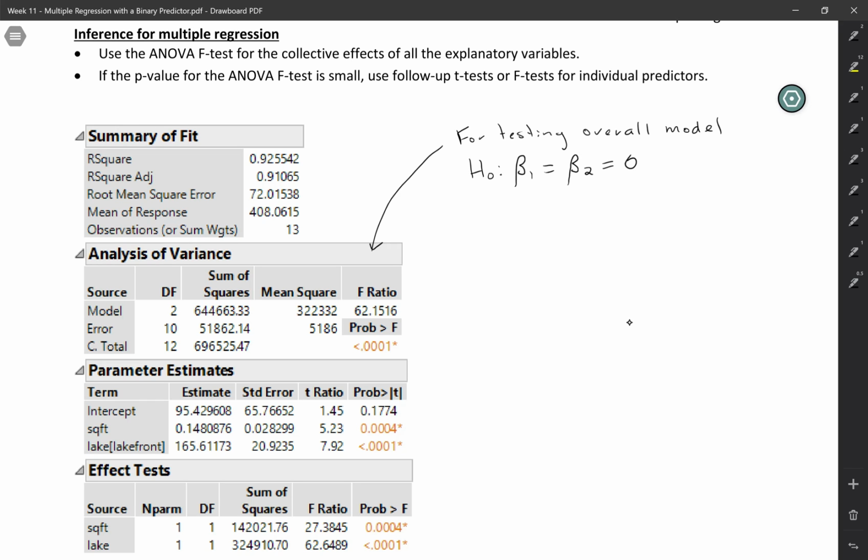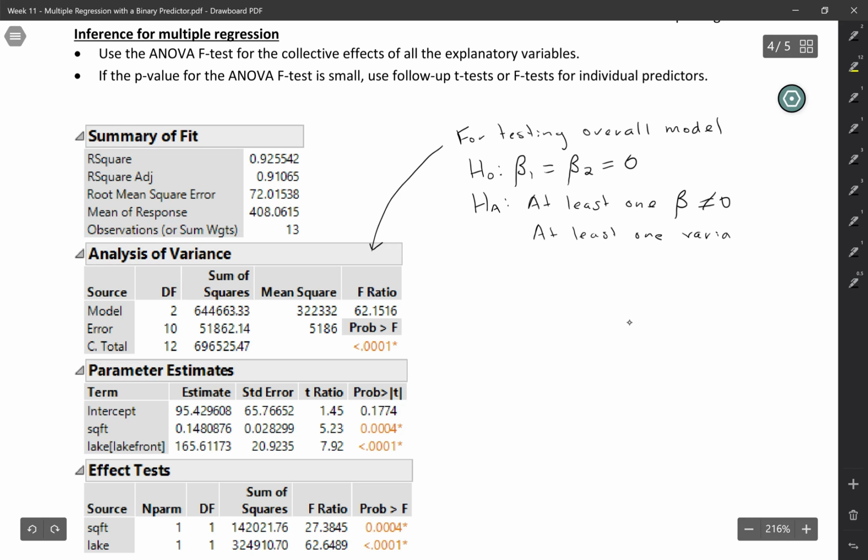So this is like saying your model is basically useless, right? If all your slopes are 0, it doesn't matter what you plug in for x1 and x2, it all just goes away and you end up with your intercept. So this would be testing a null hypothesis that your model is totally useless against the alternative, which just says that at least one of your slopes is different from 0. So at least one beta, could be beta 1 or beta 2, is not equal to 0. This is saying that at least one variable in your model is useful for predicting the price.